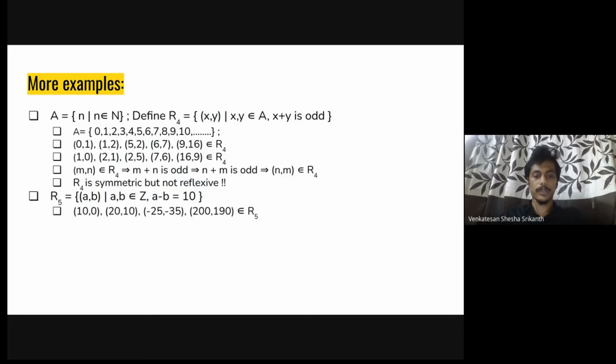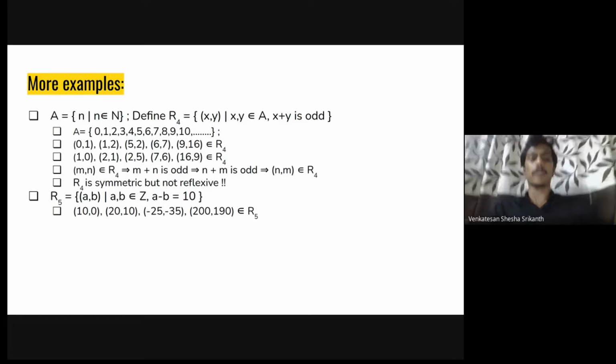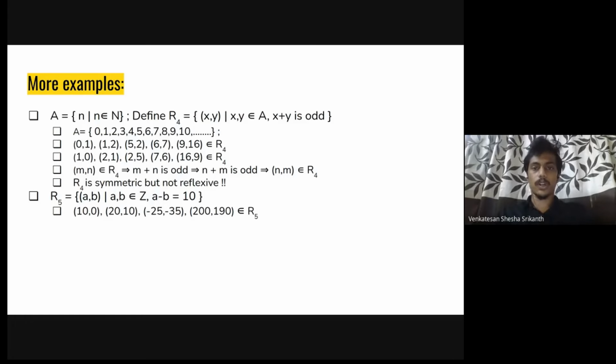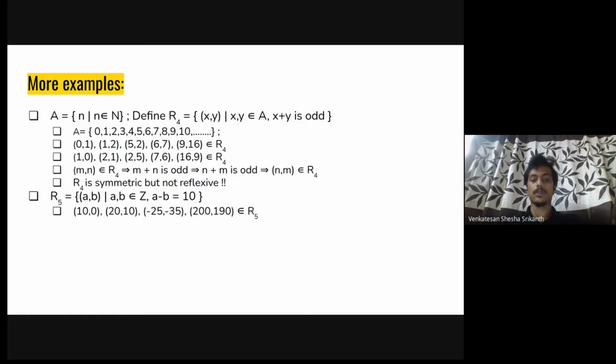We write a few elements, it's not only 10 comma 0 or 20 comma 10. You can take whatever you want, but just observe what the pattern will be. So (10, 0) will be in R5 because 10 minus 0 is 10. As it satisfies the condition a minus b equals 10, (10, 0) will be in my R5. Similarly, (20, 10) will also be in my R5.